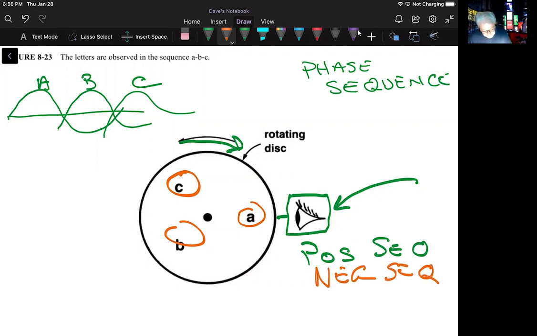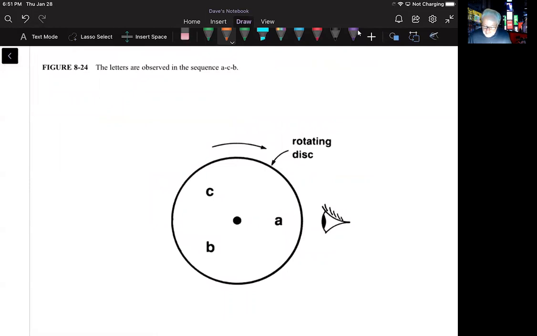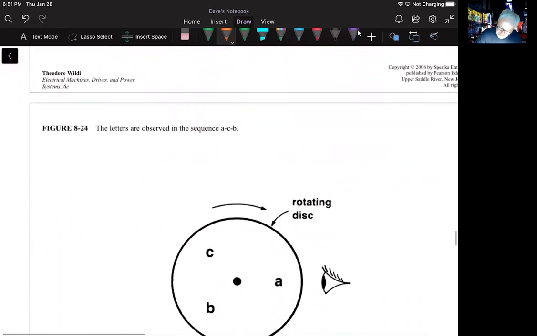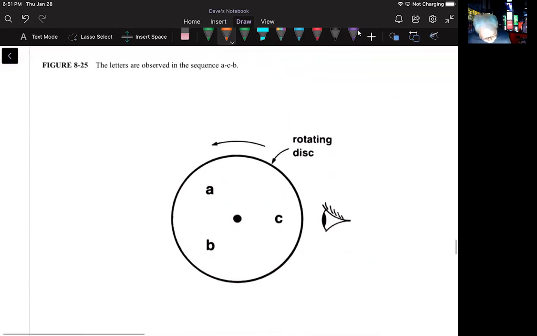So if you interchange any two letters on the disk that we're looking at, now he's drawn these for us here, so I didn't have to go through all that. But if we change any two of the letters on the disk, like he went from here, we will change the direction of the rotation. So swapping any two phases changes the direction. And he shows us that with 8.25.